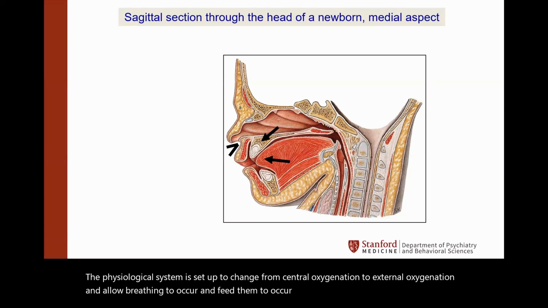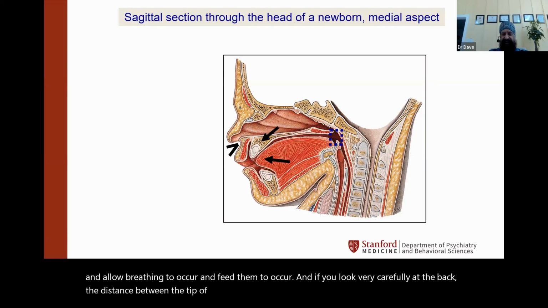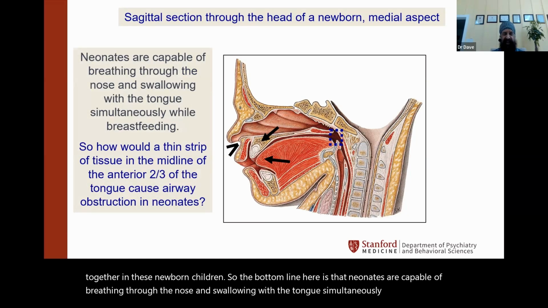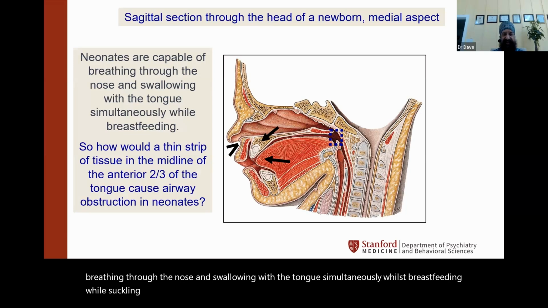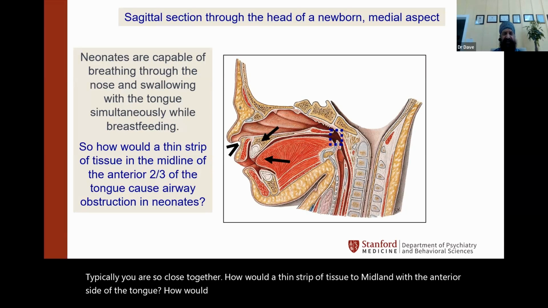And if you look very carefully at the back, the distance between the tip of the uvula and the epiglottis is pretty small. They're very close together in these newborn children. So the bottom line here is that neonates are capable of breathing through the nose and swallowing with the tongue simultaneously whilst breastfeeding, whilst suckling, whilst nursing. And so we really have to ask the question, if that epiglottis and that tip of the uvula are so close together, how would a thin strip of tissue, the midline of the anterior side of the tongue, cause airway obstruction in neonates? It's a kind of interesting question.